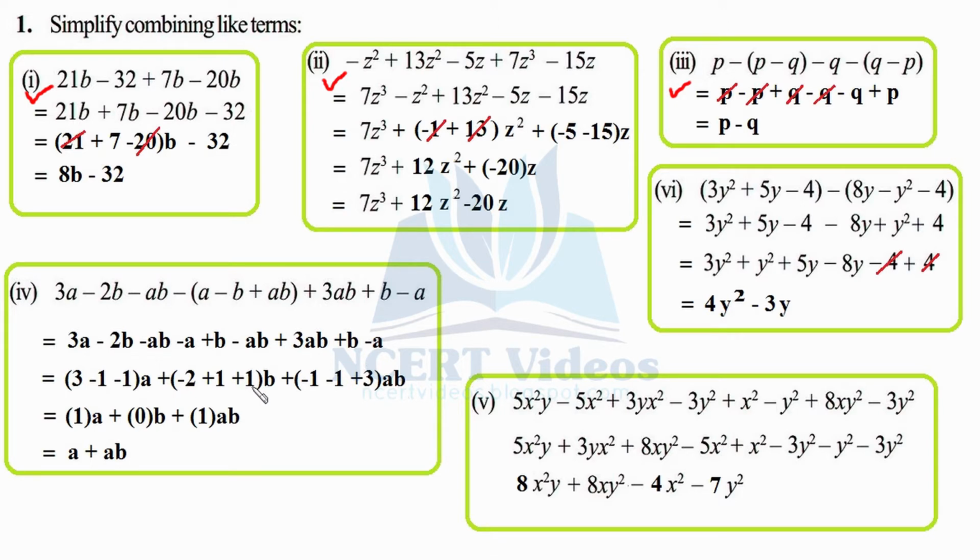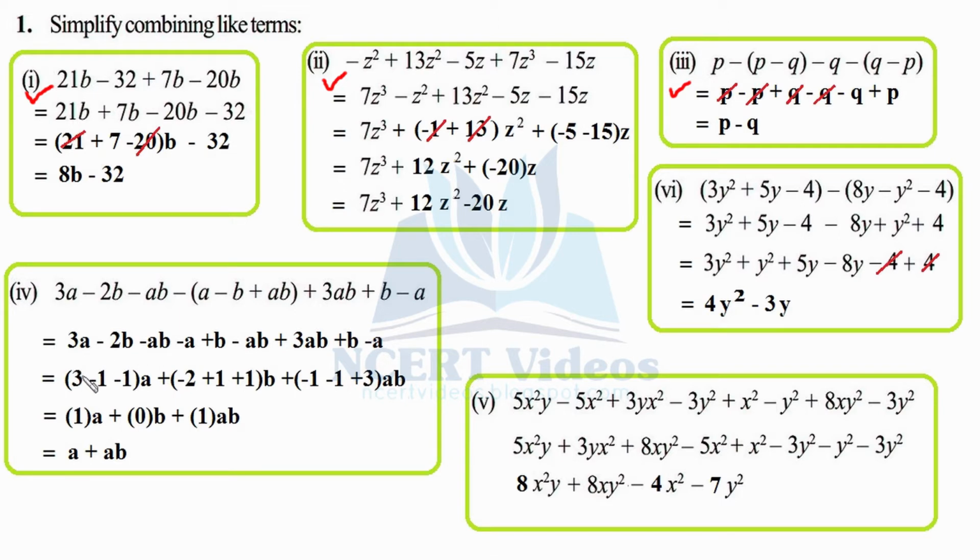Finished for b. Now we can see ab combined. So took plus ab, again this ab can be written here, and bracket starts 1 ab. Keep in mind, not 1, it's minus 1. That's where most of the fault happens. Again ab minus 1. Here plus 3. So in this way you combine your like terms.